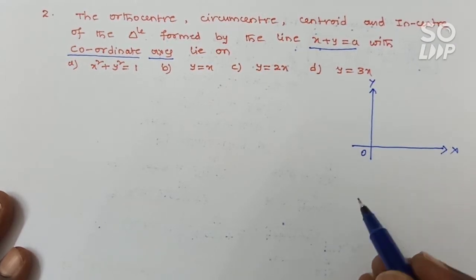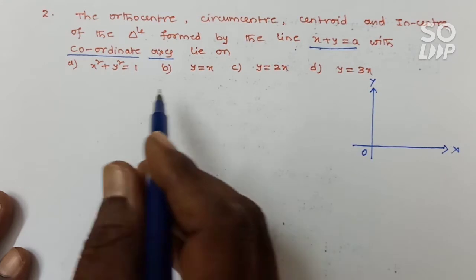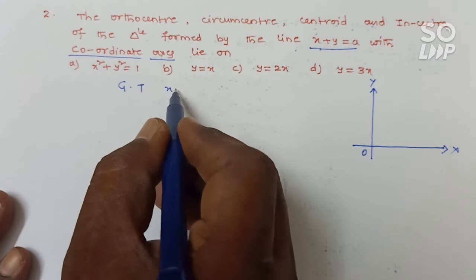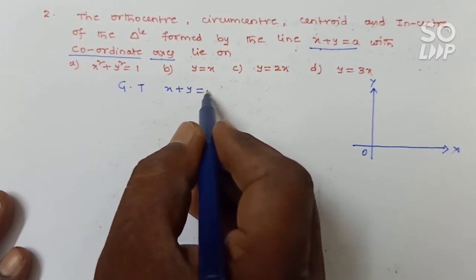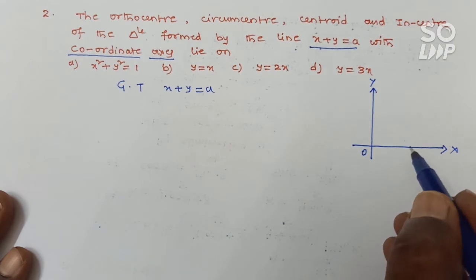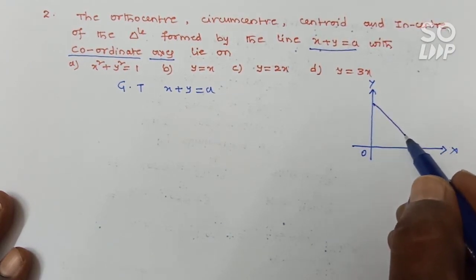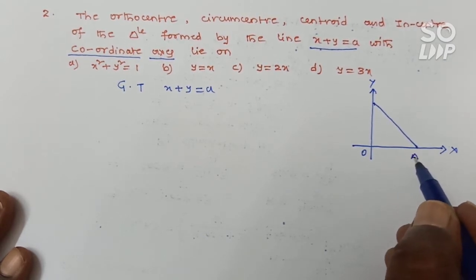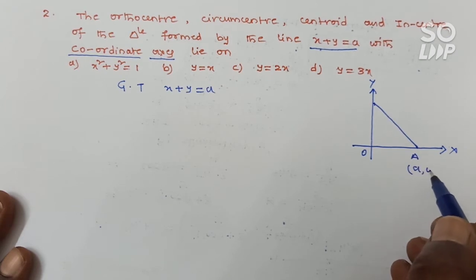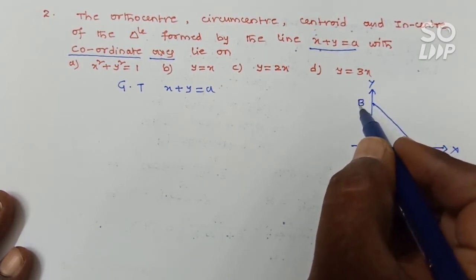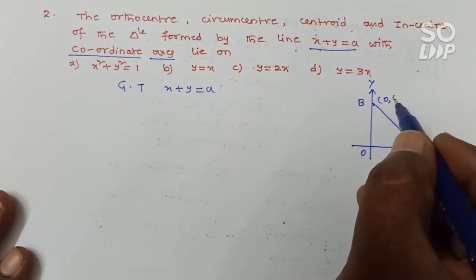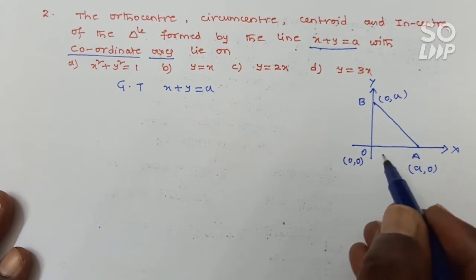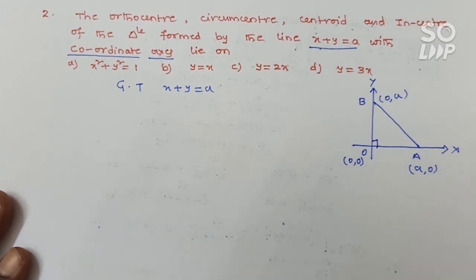This is the origin. Here x plus y is equal to a. This is the given equation. That means here the x-intercept is a and the y-intercept is also a. So let the point on the x-axis be a comma 0 and on the y-axis 0 comma a. Now this point is 0 comma 0. Right? Clearly this is a right angle triangle.